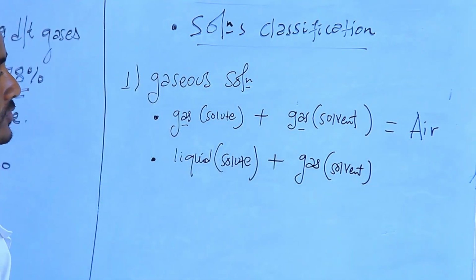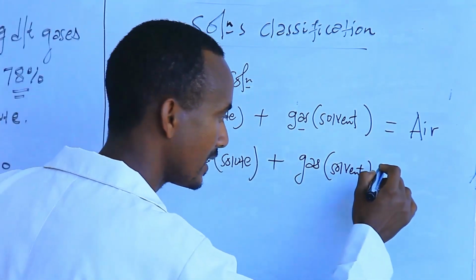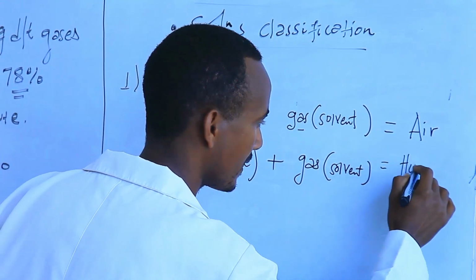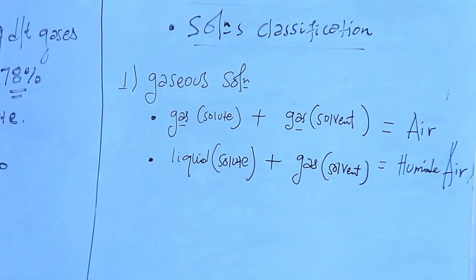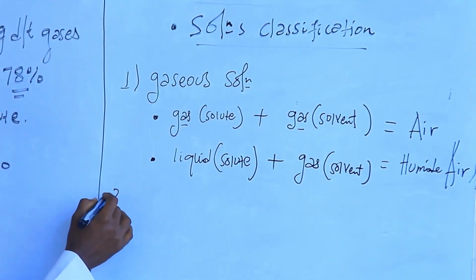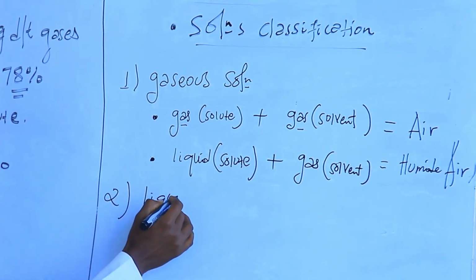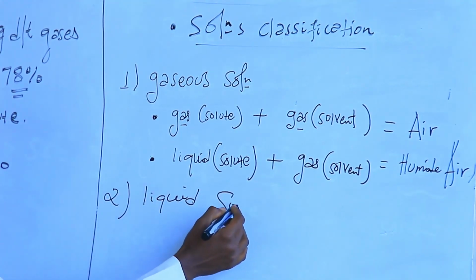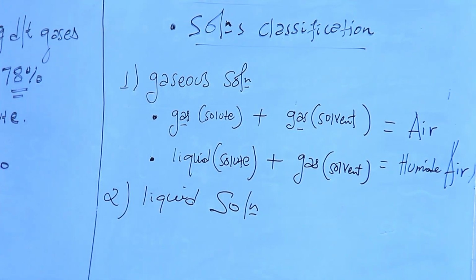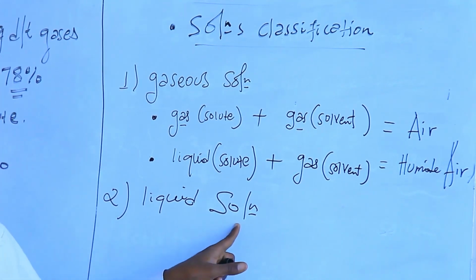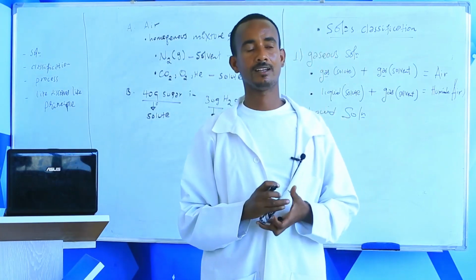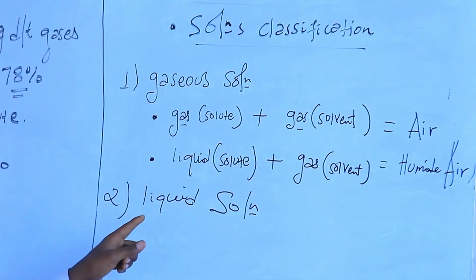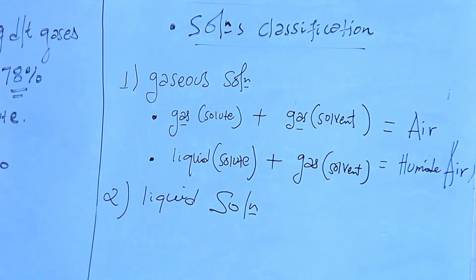This is liquid gas solution. A typical example for this one is humid air. And the second class of solution is liquid solution. And this solution, whatever the physical state of the solute and the solvent, at the end, the solution will be liquid. It appears in the form of liquid.